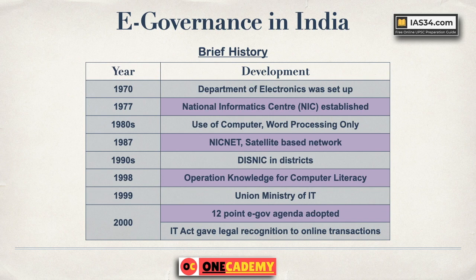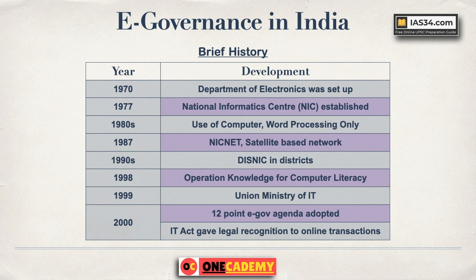So NICNET started, and it was a satellite-based network, not like these days where the network is based on either mobile towers or those huge undersea cables. These are faster. In those days it was very slow, but still a form of network where you could actually call it a web, or internet. So that started in 1987, a very landmark event, you should remember this. And in the 1990s, DISNIC in districts started. DISNIC is nothing but district NIC, National Informatics Center, and these are so important in running the districts.